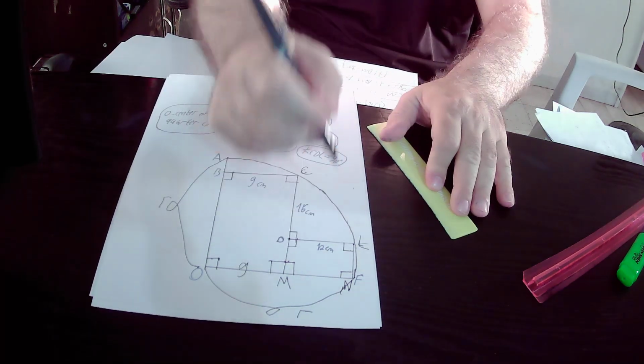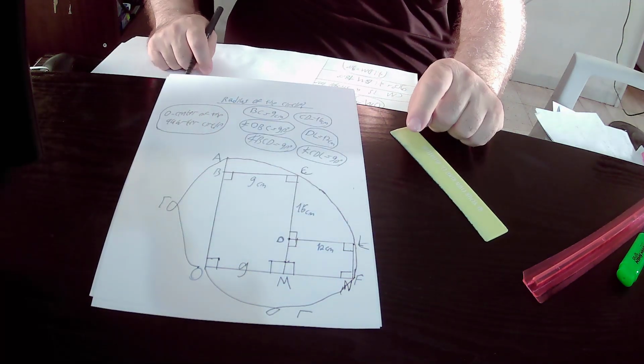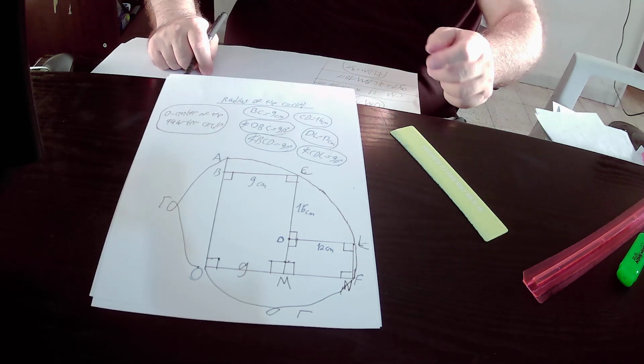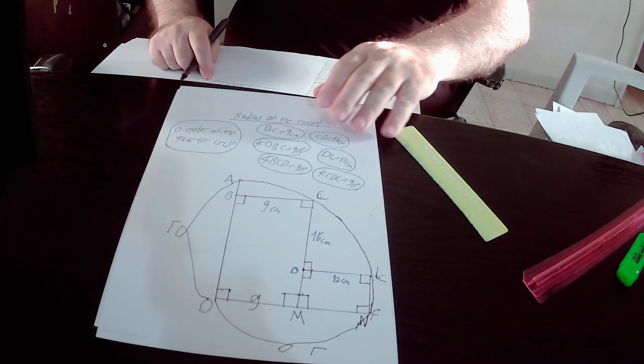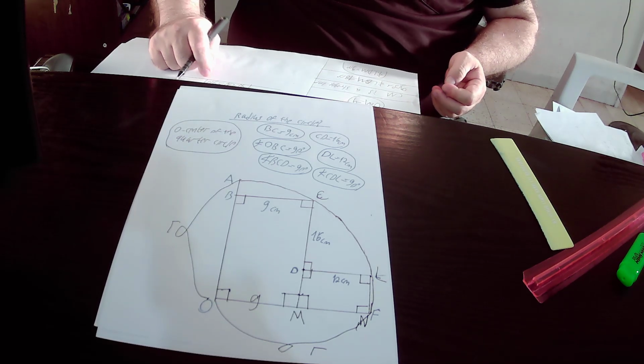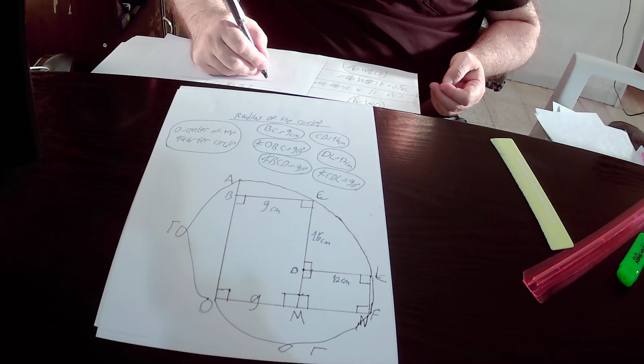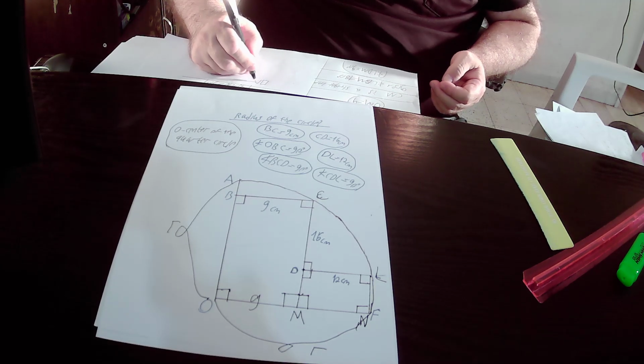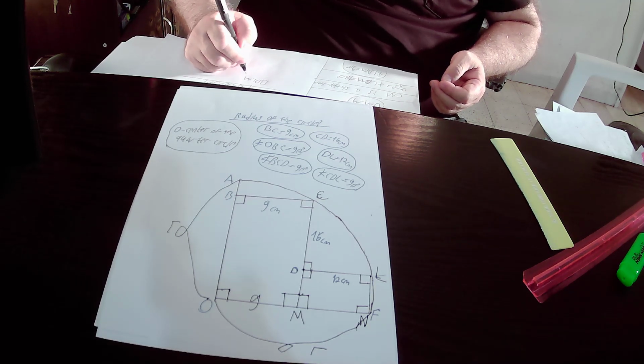So actually we found out that inside quadrilateral DLMN we have 4 right angles. And any quadrilateral that has 4 right angles must be at least a rectangle, if not a square. So we will relate to quadrilateral DLMN as a rectangle.